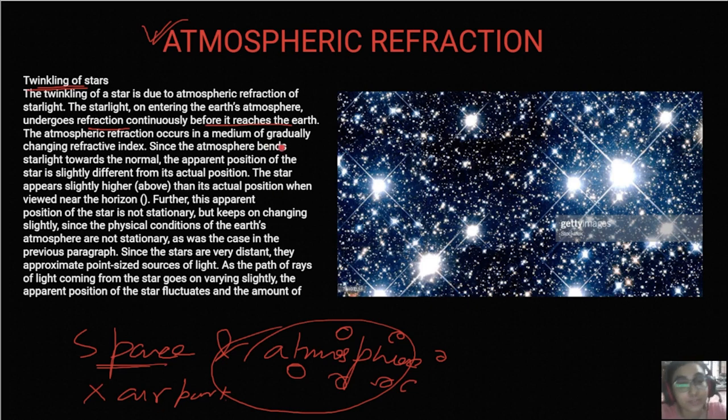The atmospheric refraction occurs in a medium of gradually changing refractive index. Since the atmosphere bends starlight towards the normal, the apparent position of the star is slightly different from its actual position. The star appears slightly higher than its actual position when viewed near the horizon. Further, this apparent position of the star is not stationary but keeps on changing slightly, since the physical conditions of the Earth's atmosphere are not stationary. Since the stars are very distant, they approximate point-sized sources of light, and as the path of the rays of light coming from the stars goes on varying slightly, the apparent position of the star fluctuates. So you just have to remember this.